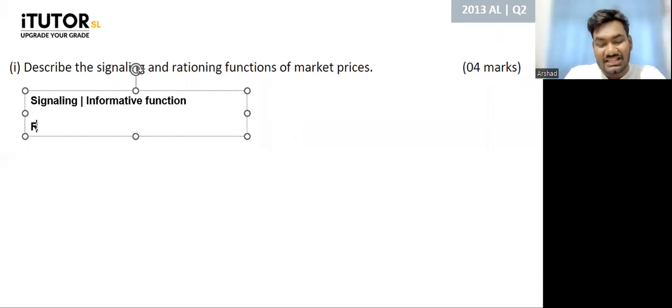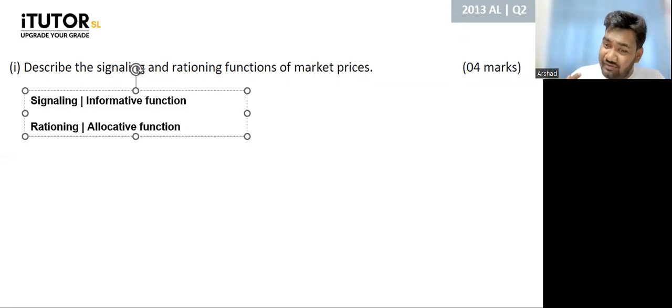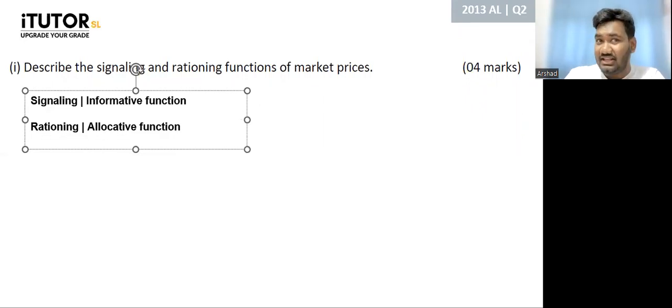Then what is the rationing function? The rationing, or another word, the allocative function. What is this? The rationing or allocative function is where price plays the role of matching demand and supply. In other words, price is playing a role to allocate the amount of supply to the number of units that are available. Now, I'll just give you a basic example which I would have taken in my theory classes.